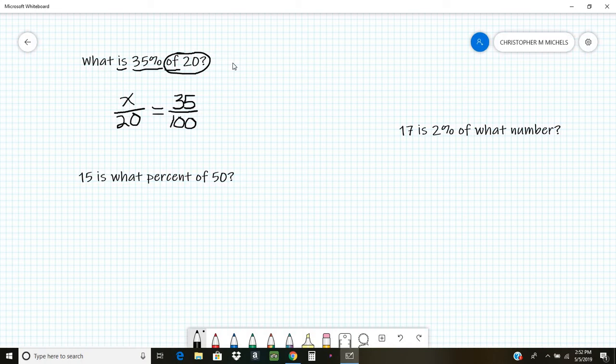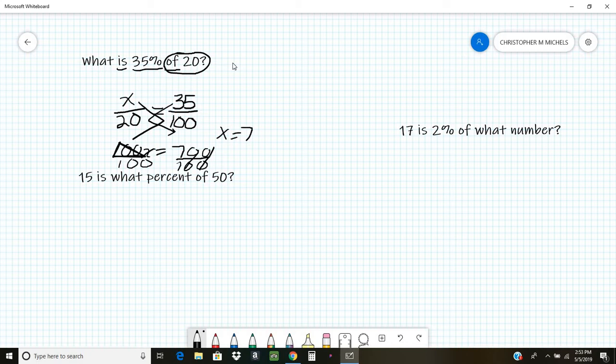So we do 100 times x, that is 100x. Then we do 35 times 20, that gives me 700. Then we just divide both sides by 100. Divide by 100, so all the zeros cross out. We get x in this case equals 7. If we look at that, that seems like a pretty reasonable answer for what we're doing.